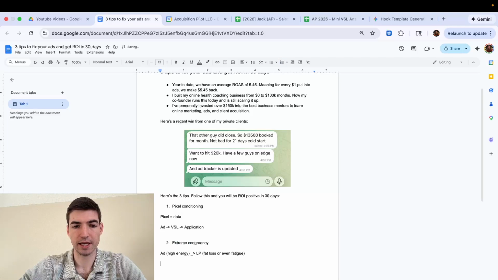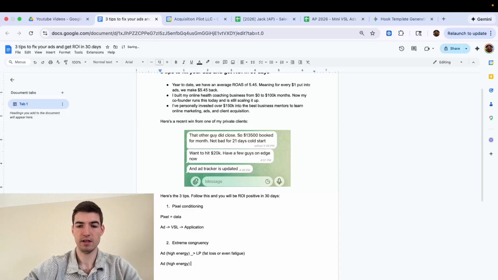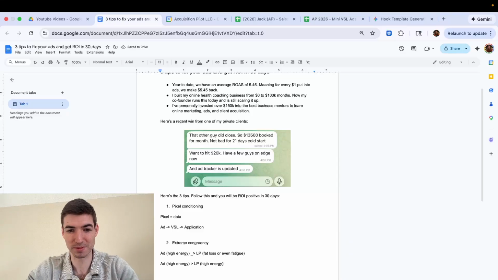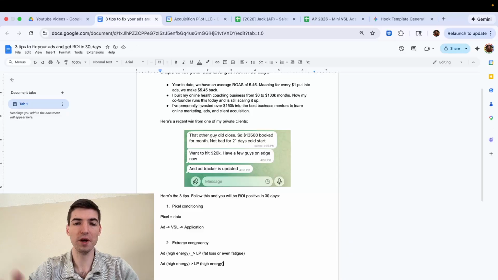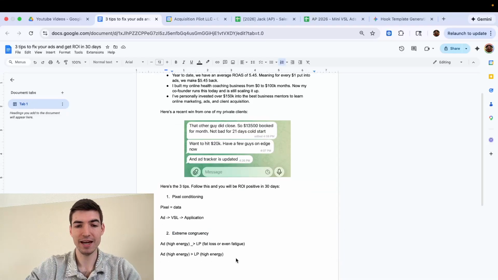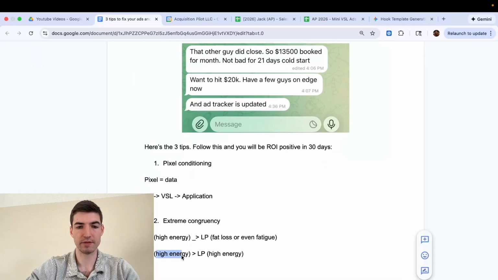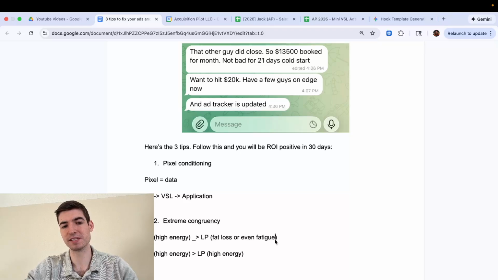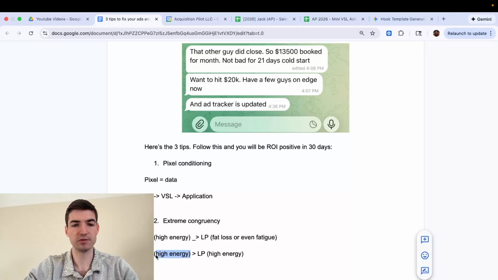Extreme congruency would be: the ad talks about high energy, and then the landing page talks about high energy as well. Use the same exact words, the same exact scripting, the same exact thing. What this does is create extreme congruency, and it's going to increase your conversion rate. Think about this. The people who are clicking on this ad are clicking on it for a very specific reason. They want this, whatever your headline is. But if they get to your landing page and it's even slightly different, like fatigue, that's not going to resonate as much, because they clicked on this for a reason.